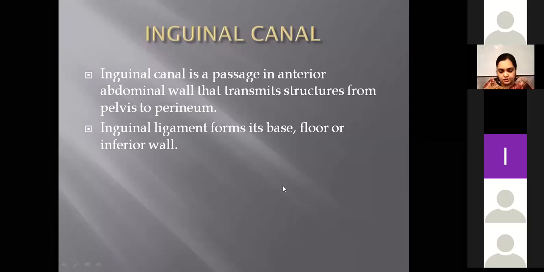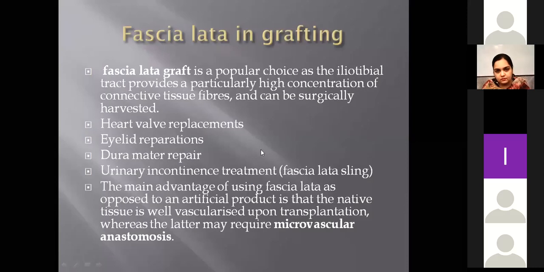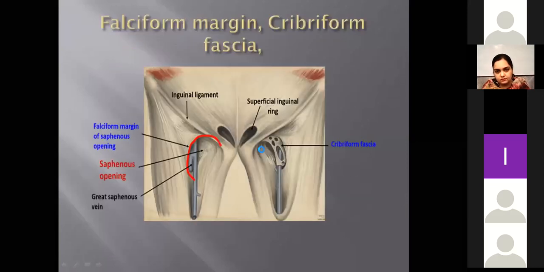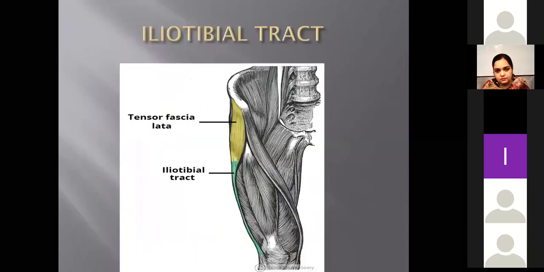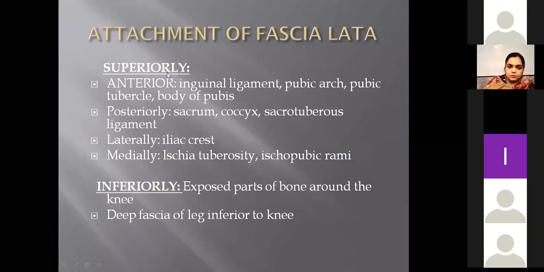Superior attachment of the deep fascia. Superiorly, it is attached by multiple sources. Inferiorly, the deep fascia blends with the fascia of the leg. Superiorly, it is attached to the inguinal ligament, meaning from the pubic tubercle to the anterior superior iliac spine, the pubic arch, the body of the pubis, and the pubic tubercle.